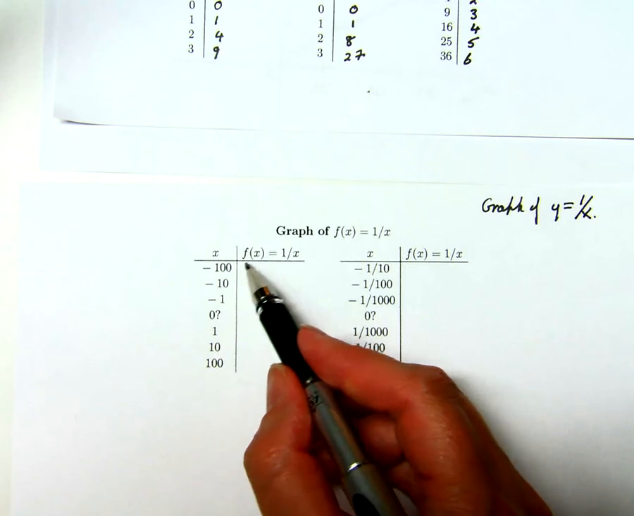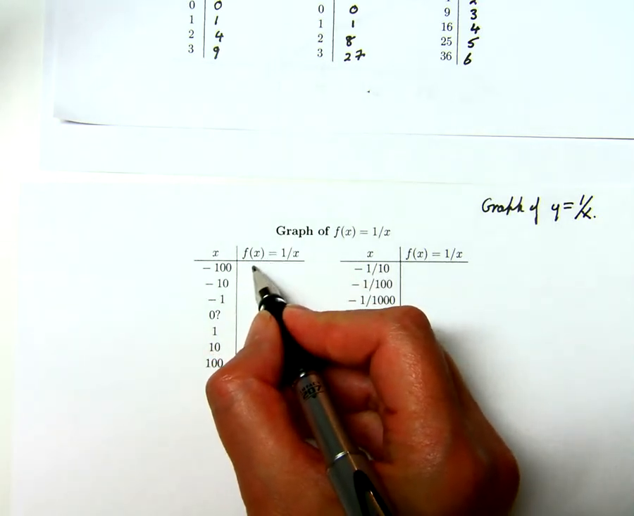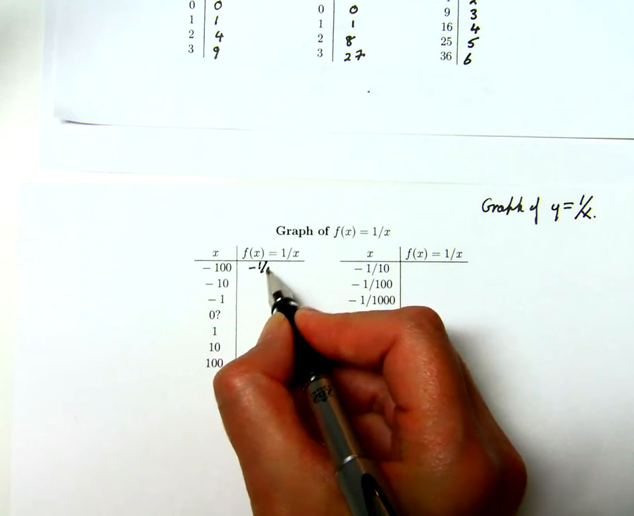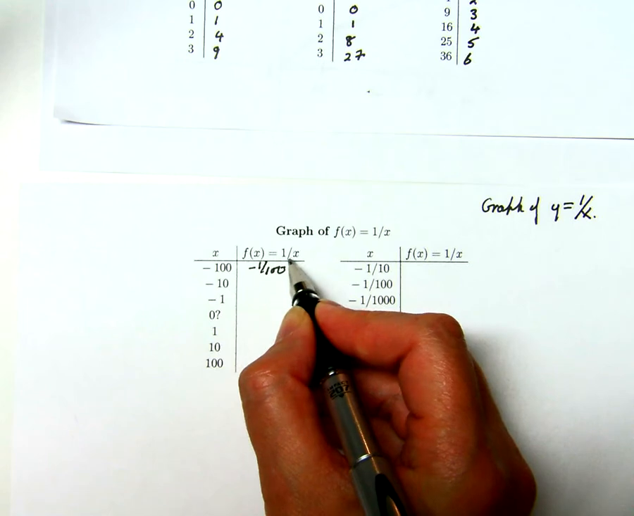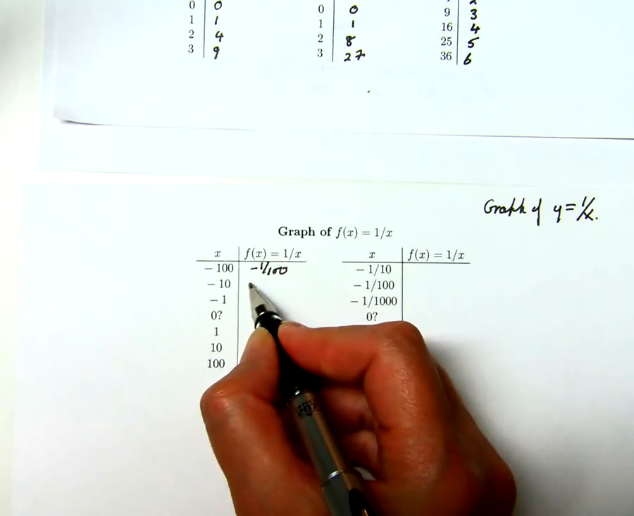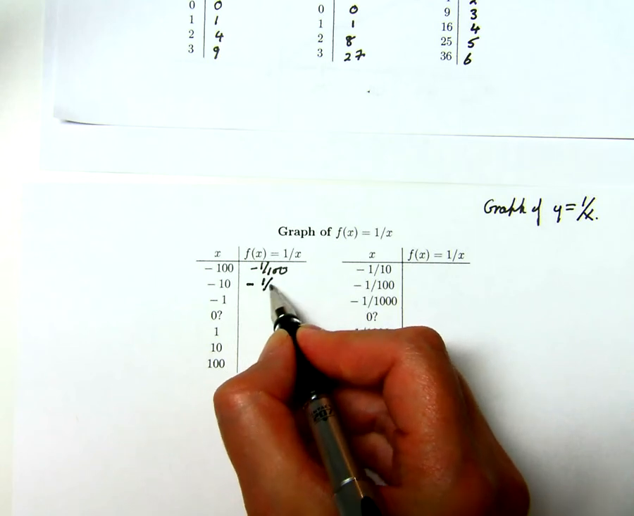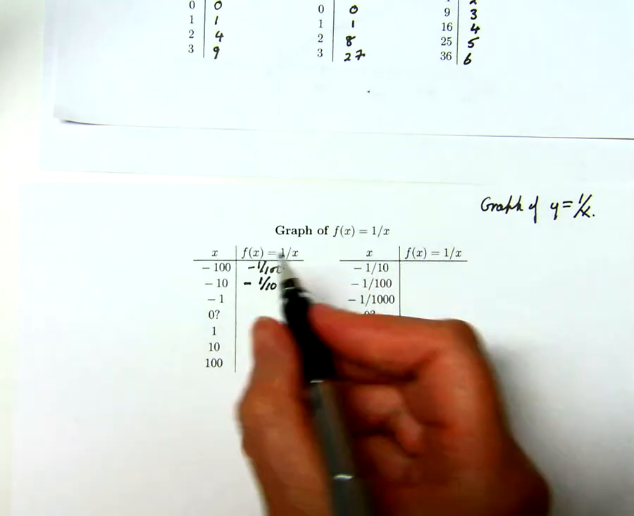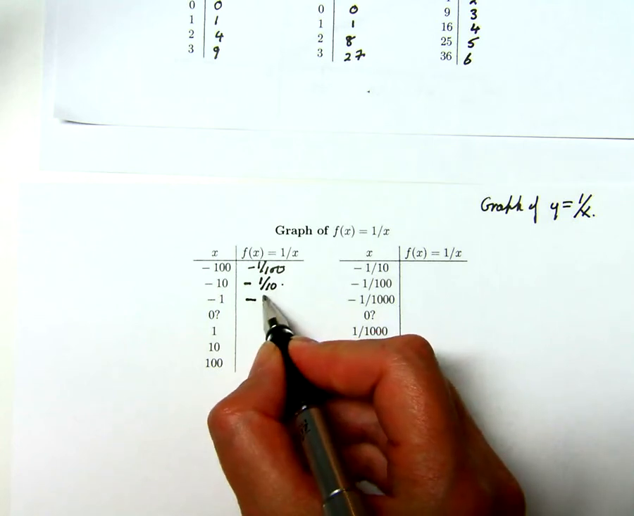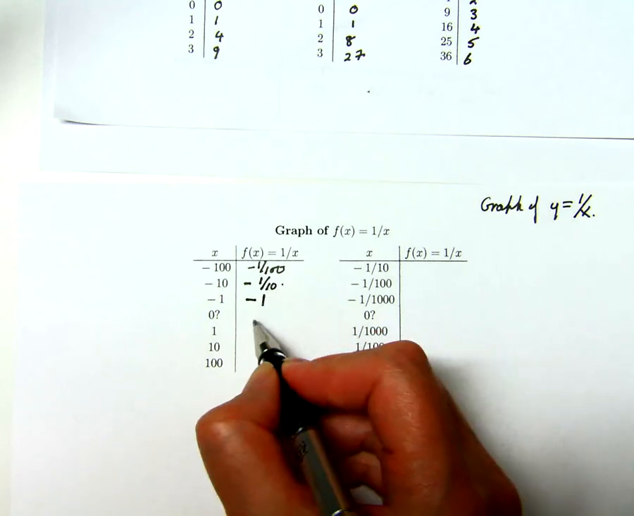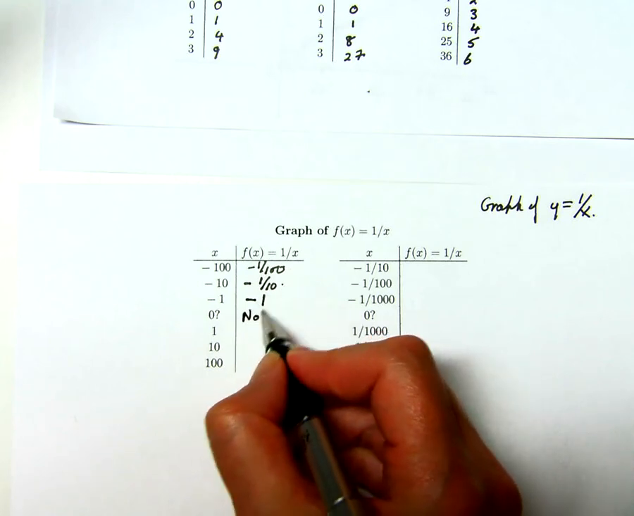If x is minus 100, 1 over x is minus 1 over 100. So a negative value of x is going to give you a negative value for f of x here. If x is negative 10, then f of x is negative 1 over 10. If x is negative 1, 1 over x is negative 1. If x is 0, our function is not defined.